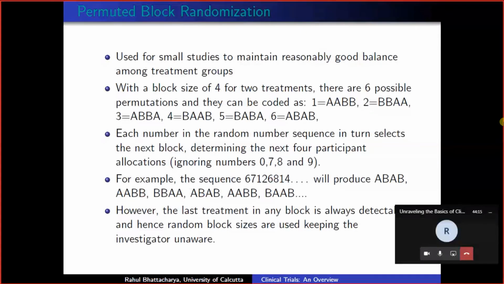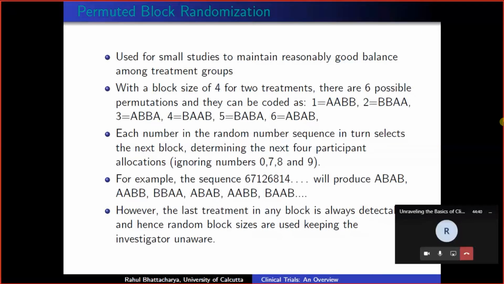With a block of 4 for 2 treatments, there are 6 possible permutations. So the idea is that we need to assign 4 patients to either of the treatments A and B. Now, what are the possible number of arrangements of two types of objects, 2 in number? That is, there are 4 objects, 2 are of some type and 2 are of some other type. So there are 6 possible permutations of this arrangement.